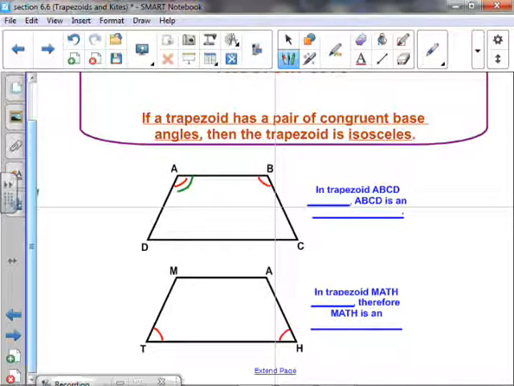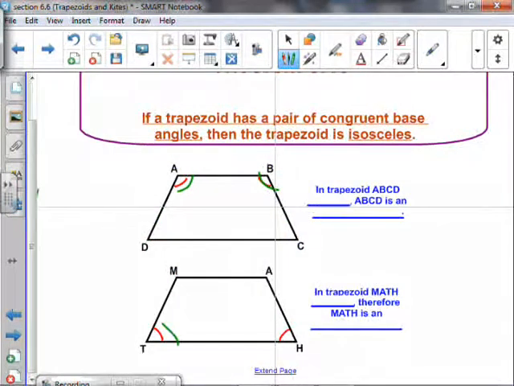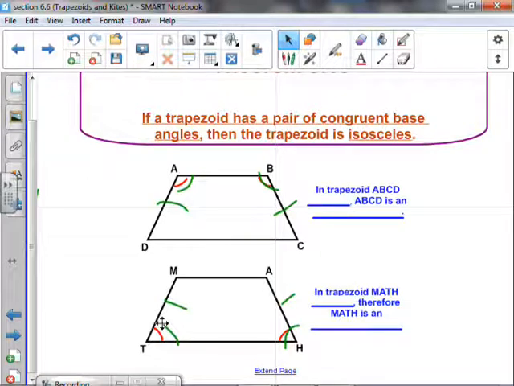If you know that angle A and angle B are congruent, or if you know that angle T and angle H are congruent in this second figure, then you know that you have an isosceles trapezoid. So you can easily say that those are all congruent. Okay? So in trapezoid ABCD, angle A is congruent to angle B, so it is an isosceles trapezoid. And in trapezoid MATH, angle T is congruent to angle H, so you know that you have an isosceles trapezoid. Any questions? Good, let's go on.